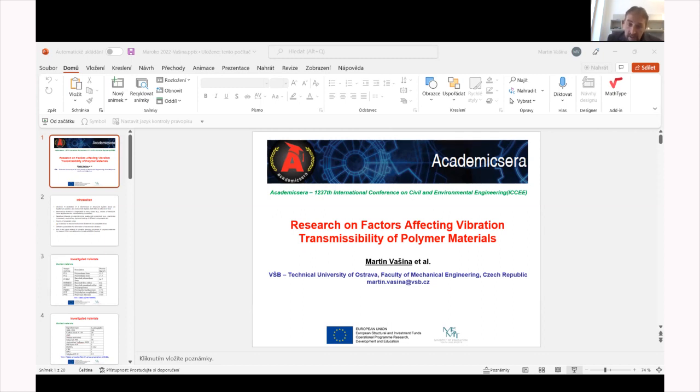In general, there are different possibilities of this elimination. The paper is focused on the study of vibration damping properties of different polymer materials. The vibration damping properties were investigated by means of a forced oscillation method. We've compared basic and special polymer materials.